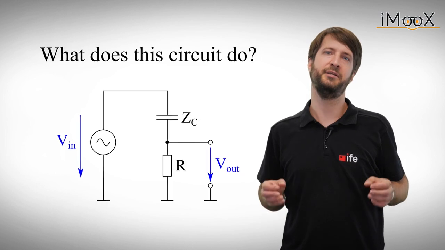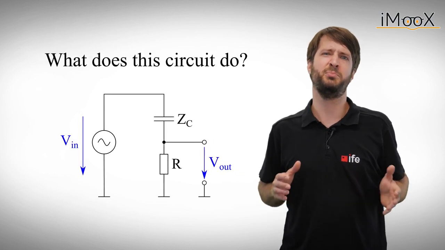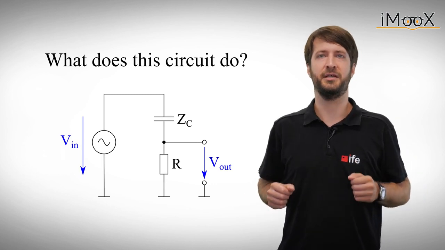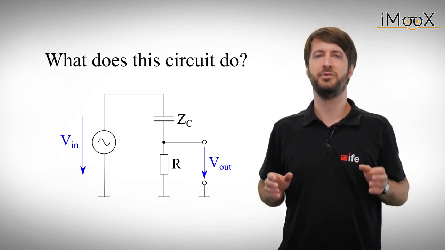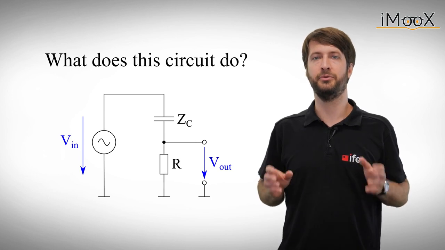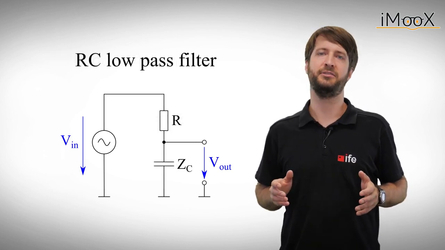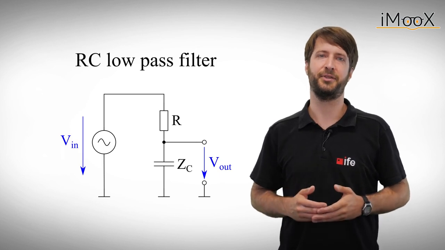At this point, you might want to take a little time to ponder over this other circuit. Do the same thing as we did before and think about what the output voltage will do at the two frequency extremes. For now, I'd like to focus on our first RC filter.